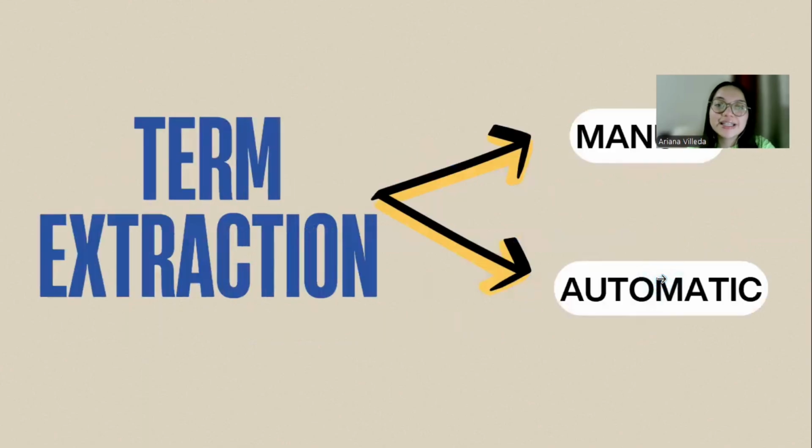Term extraction can be done manually. This is by reading the text and identifying the most important terms by ourselves. But we often use automatic tools to save time and improve consistency throughout the text that we are translating.